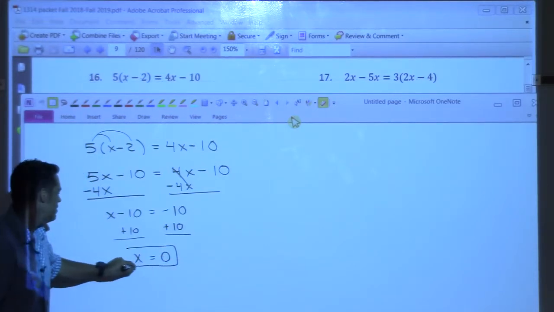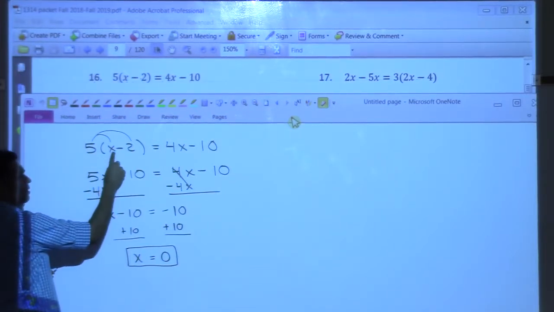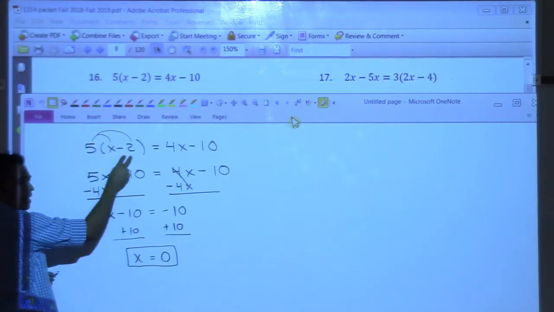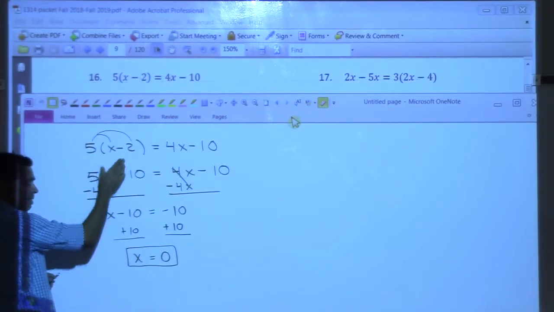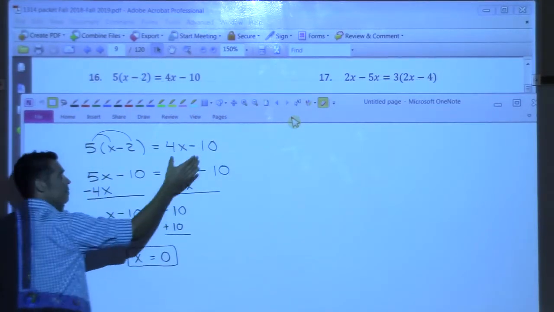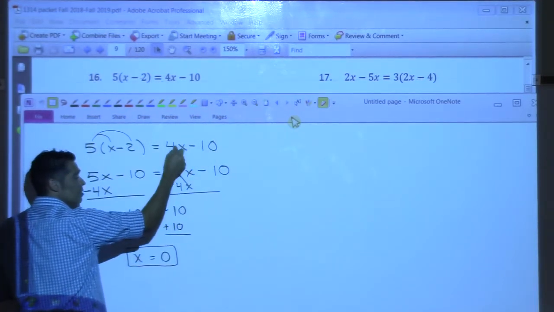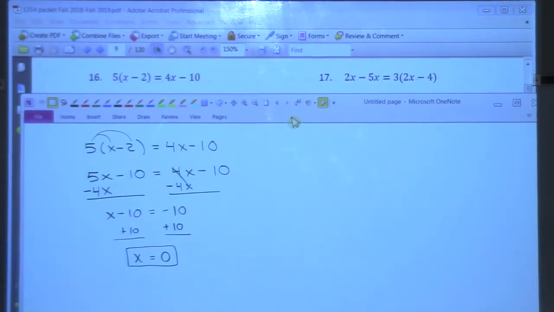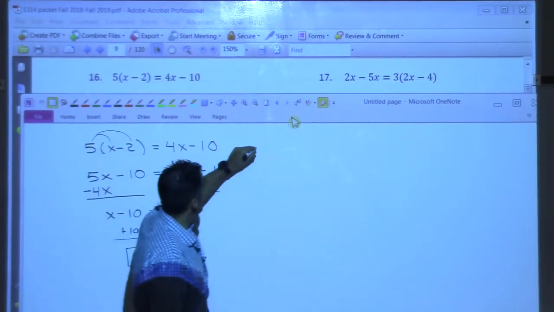So I said I'm not going to check these anymore, but maybe we can real quick. Let's just check real quick. If x were 0, what's 0 take away 2? Negative 2. What's 5 times negative 2? Negative 10, right? So this side would be negative 10 if I replace x with 0. What would we get over here if I replace x with 0? You get 0 minus 10, which is negative 10 again. So you get negative 10 equals negative 10. So it works. All right, let's go to the next one.